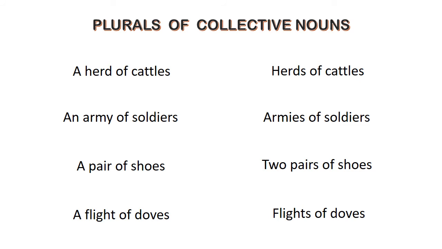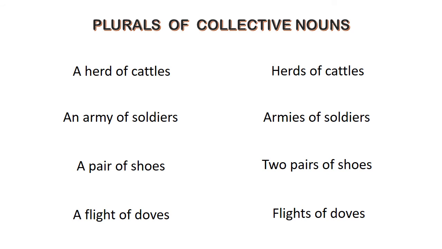Children, let's see how to form the plurals of collective nouns. Example, a herd of cattle. We can turn it into plural, herds of cattle. An army of soldiers. We turn an army into plural form, armies of soldiers. A pair of shoes. Two pairs of shoes.